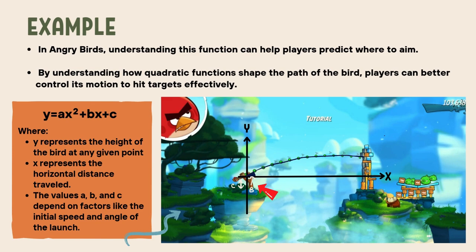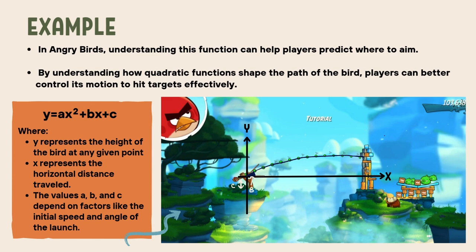Coefficient B determines the initial angle and direction of the launch. If you pull the slingshot back at a steep angle, B will be larger, giving the parabola a sharper or steeper top. If you pull it at a lower angle, B will be smaller, making the trajectory lower and flatter. In this image, the angle is moderate, so B is not extremely large or small. It is enough to give a bird a reasonable height without going straight up. Coefficient C represents the starting height of the bird when it leaves the slingshot.